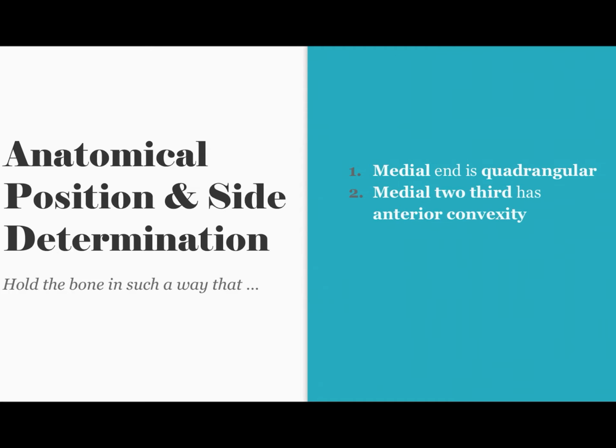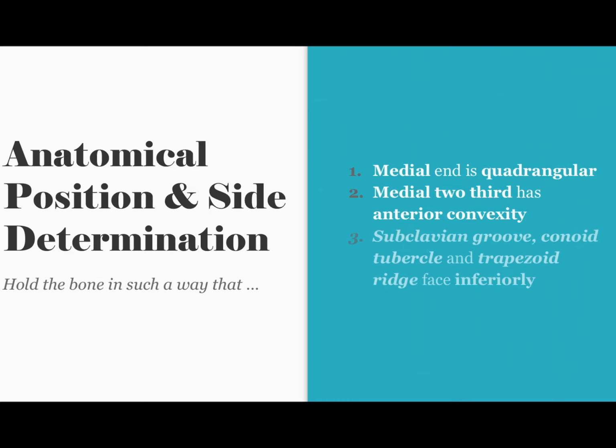The medial two-thirds should have anterior convexity. Hold the bone in such a way that the medial two-thirds has anterior convexity, which means that, since the clavicle is an S-shaped bone, make sure that the bulging part of the medial side bulges anteriorly. Finally, the subclavian groove, the conoid tubercle, and the trapezoid ridge face inferiorly.